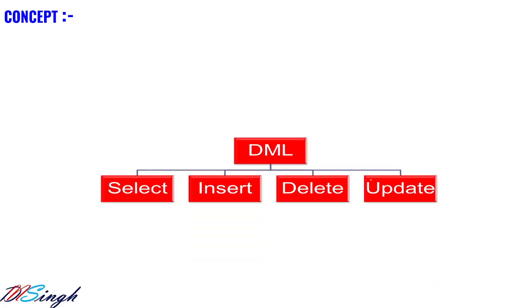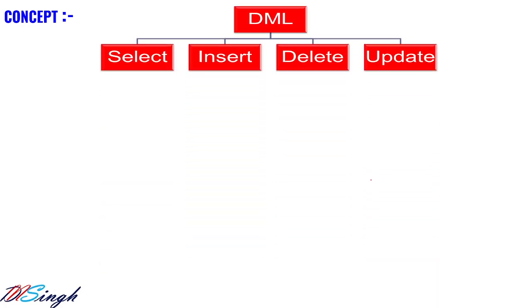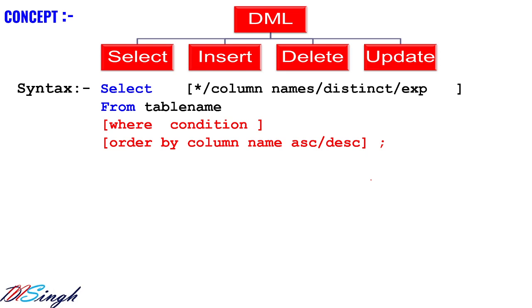Like that, in DML also we have four commands: select, insert, delete and update. Briefly see the syntax of select. You can write select, and then star means all column names. If you want, you can give a comma separated list of columns which you want to select and display. The distinct keyword is used to display distinct values. If you want, you can also write an expression. Then from, and you need to write the table name. These two things are required, but where is optional, which is used for specifying the condition, and order by column name, ascending or descending.